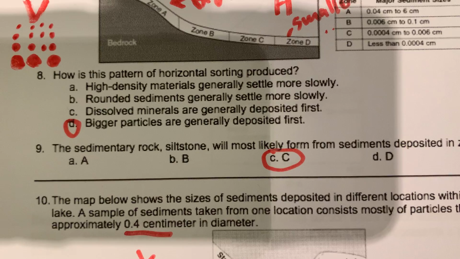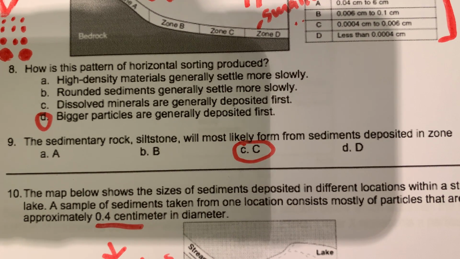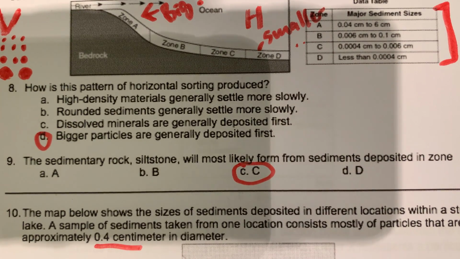That goes to question 9. The sedimentary rock siltstone will most likely form from sediments deposited in which zone? So you need to know what type of particles make up siltstone. This one is easy because it tells you in its title, but not all of them are easy. So let's look at the rock page.